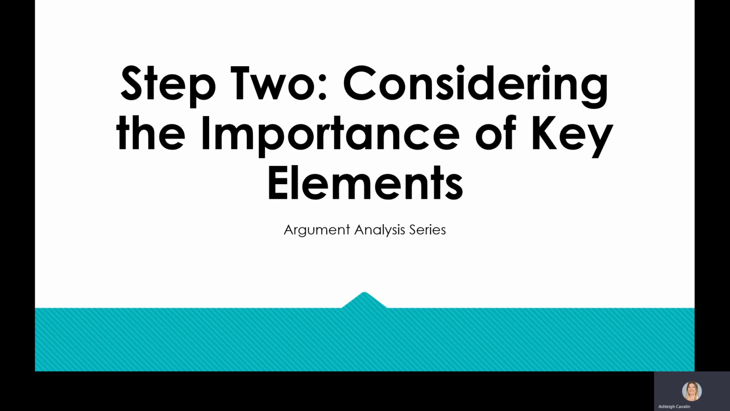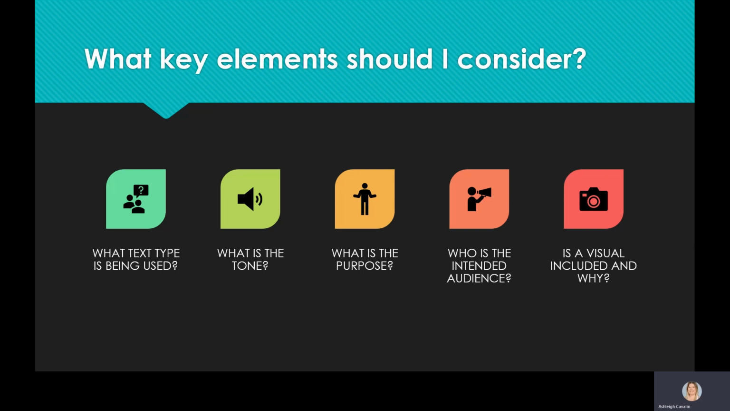Welcome to step 2, considering the importance of key elements. Let's address what key elements you should be considering when looking at the various articles. Firstly, you'll have to ascertain the text type utilised by the writer. You'll also have to be able to identify the tone and the way the tone helps build the arguments. You'll also have to address tonal shift.